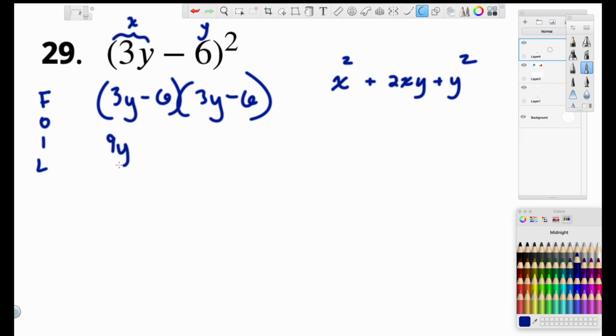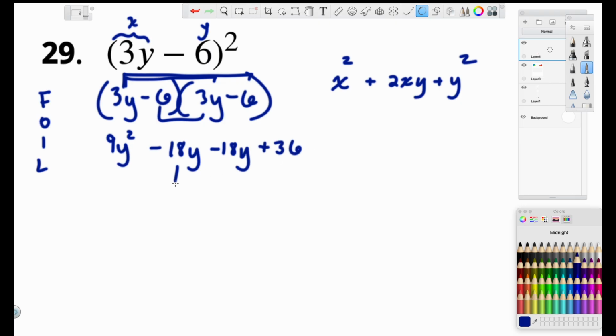So 9y squared, if I wanted to do FOIL, that'd be the first, right? Outer would be 3y times negative 6, which is negative 18y. And then negative 6 times 3y is negative 18y. And then negative 6 times negative 6 is plus 36. Do you see we have 2? So 3y times negative 6 would be negative 18y. We have 2 of them. So if we multiply that by 2 in our pattern over here, we would see negative 36y plus 36.